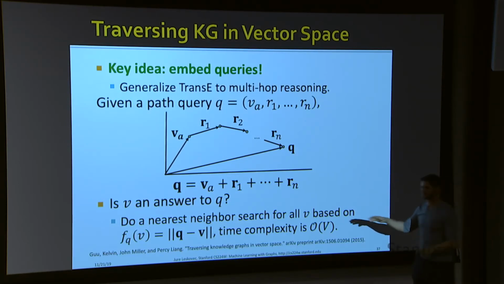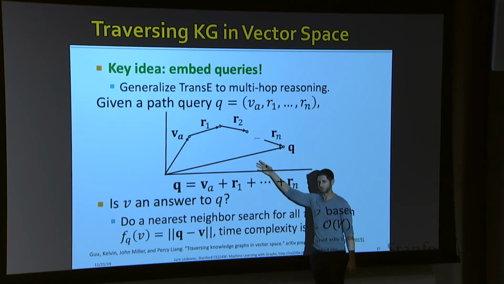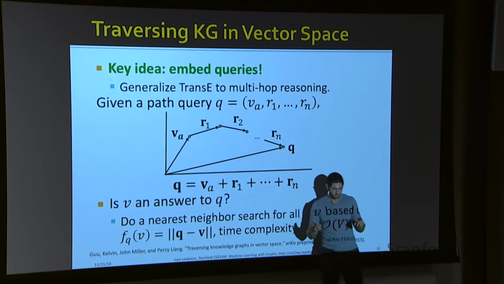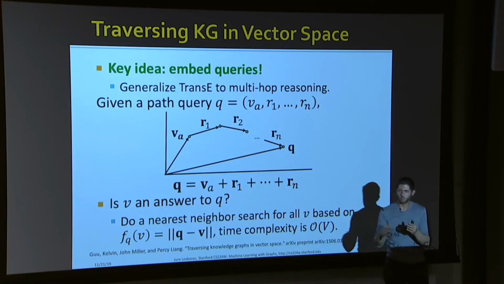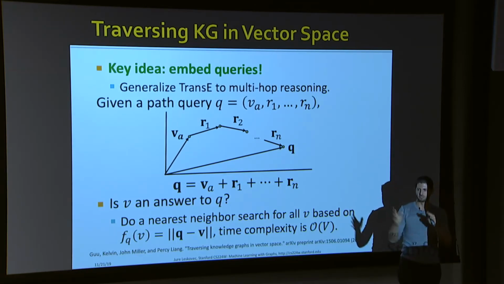Now we are just executing the queries in our embedding space. So the training process is not in any way optimized for the task of answering path queries or any other kind of query. Okay?